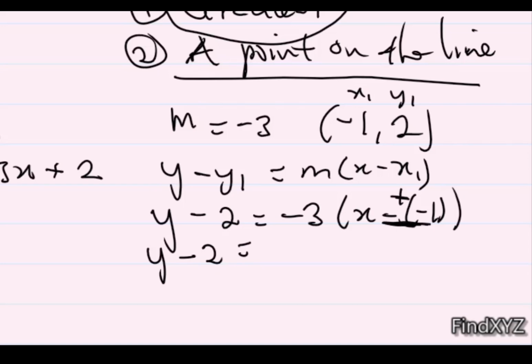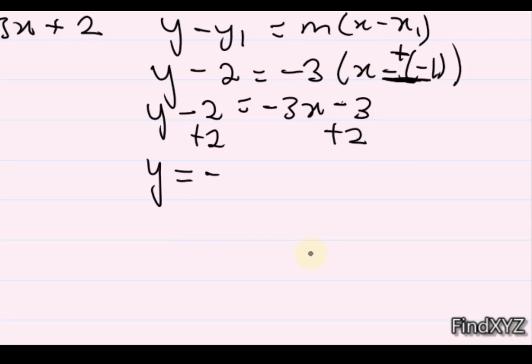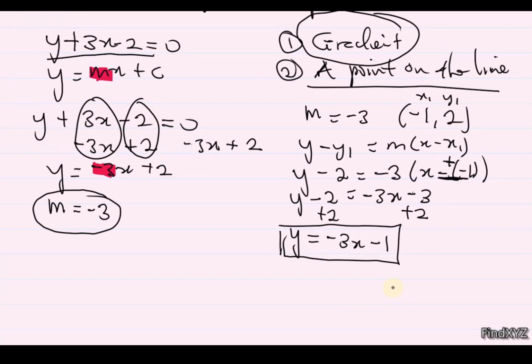So let's expand. So we have negative 3 multiplying x, that will give us negative 3x. Then negative times positive 1, that will give us negative 3. Let's add 2 to both sides of the equation to eliminate 2. So we have y being equal to negative 3x. Then we have negative 3 plus 2, that will give us negative 1. So this is the equation of the given line. Then we have y plus 3x minus 2 is equal to 0.